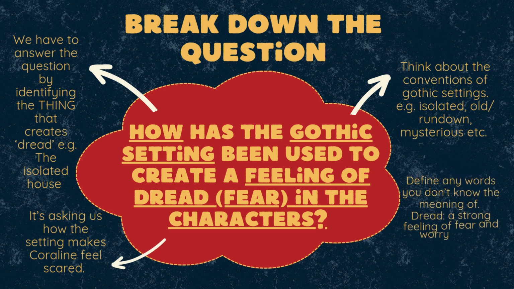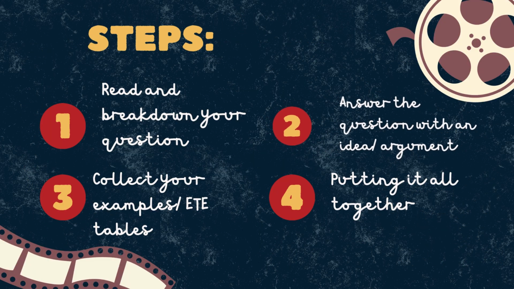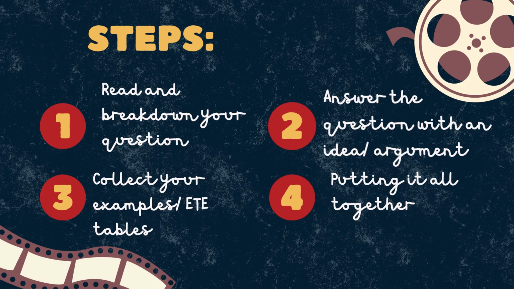Make sure that you're defining any words you're unsure of, like the word dread. It means a strong feeling of fear and worry about something that might happen in the future. Now that we've unpacked the question, let's write our point sentence. Step 2. Answer the question with an idea or an argument.